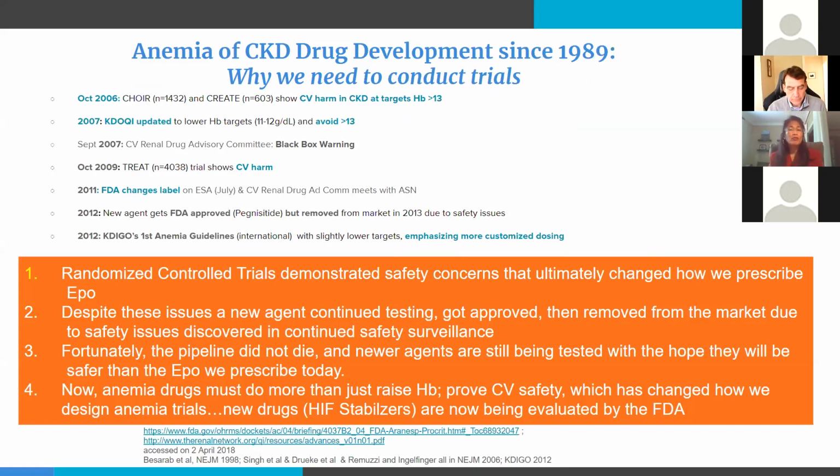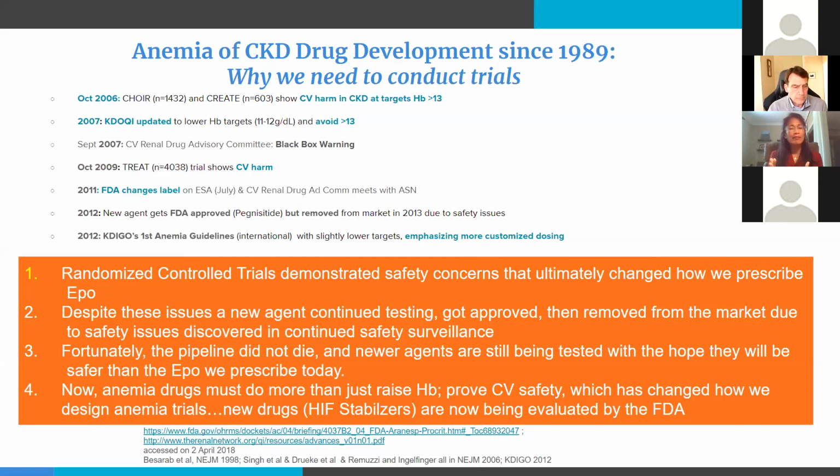And for the question of why do we need to conduct trials, I just want to tell you the quick story of anemia. Erythropoietin first got approved in 1989. And so over the next few years, we were giving this to patients for a number of years. But then in 2006, there were two studies that showed that getting patients to certain levels of hemoglobin was actually harmful. And so that caused a big pause and to make us understand what we were doing, but it also caused us to continue doing research.